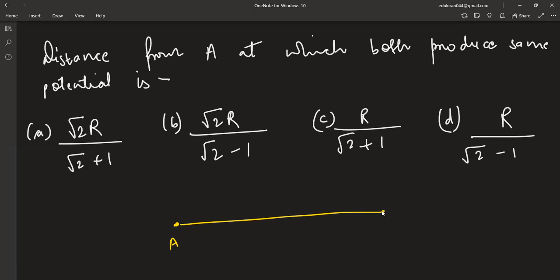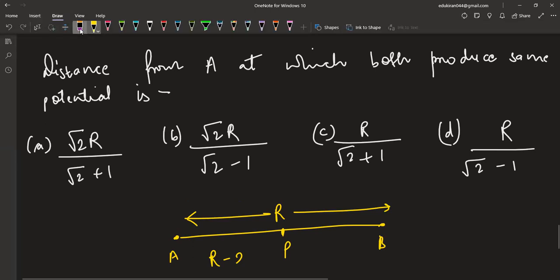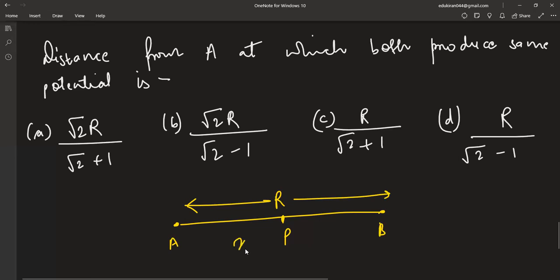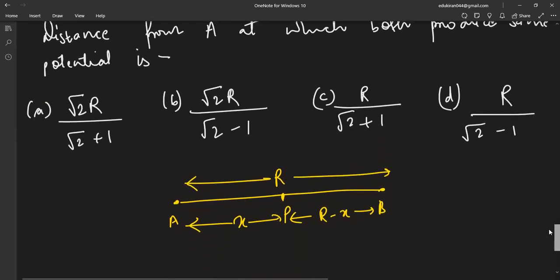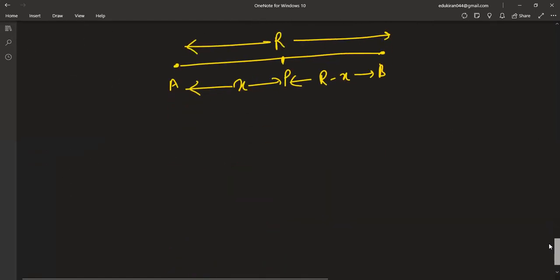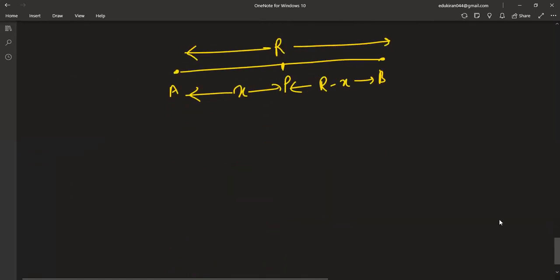A point is there, B point is there. Let's take a point P. Total separation is R. Let's take this part as X because we have to find it from the A point. So this becomes R minus X. Now, if it says they produce the same potential, what is the potential when the dipole moment is given?